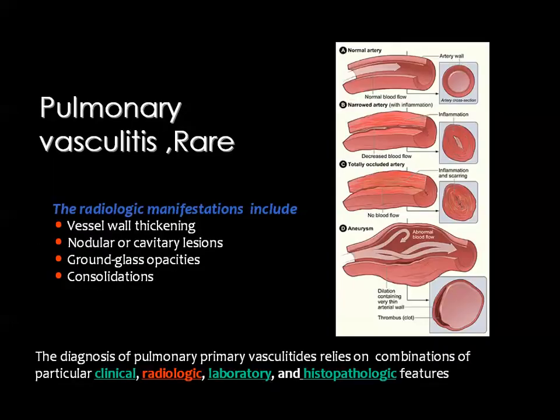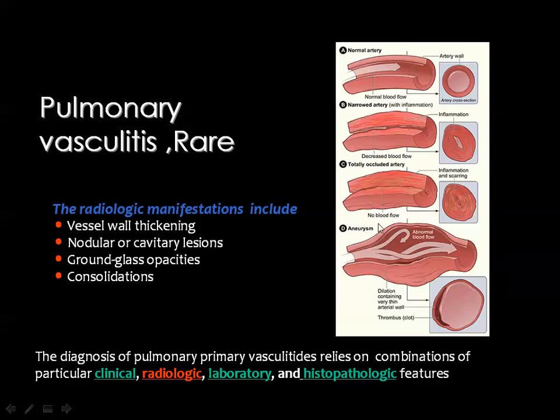Vasculitis will lead to inflammation of the vessel wall, and this may lead to vessel wall thickening, nodular or cavitary lesions in the lung, ground glass opacities, and consolidations. Actually, when the vessel wall is inflamed, it may become thickened and encroach on the vessel lumen, which may result in obliteration of the vessel lumen and thrombosis.